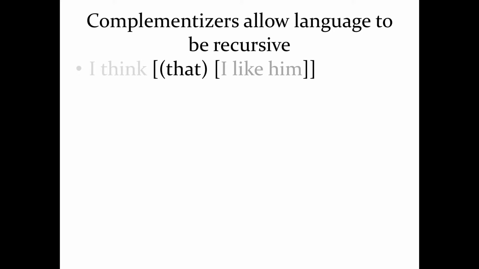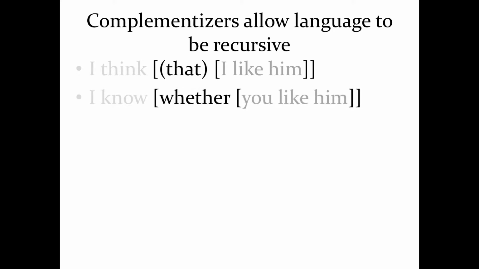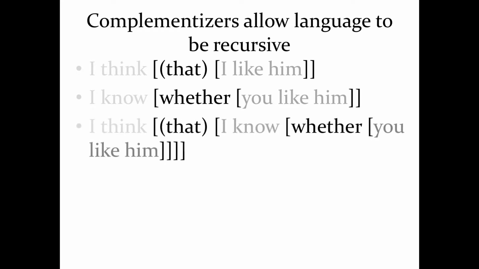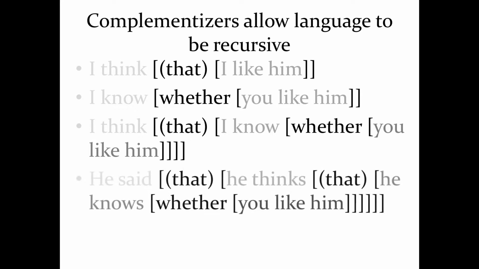Complementizers allow languages to actually be recursive. I like him. I think that I like him. So I can embed a smaller sentence, I like him, inside of a bigger one. I think that I like him. You like him. I know whether you like him. Or I don't know whether you like him. I think that I know whether you like him. He said that he thinks that he knows whether you like him, so we can keep embedding and embedding these sentences.